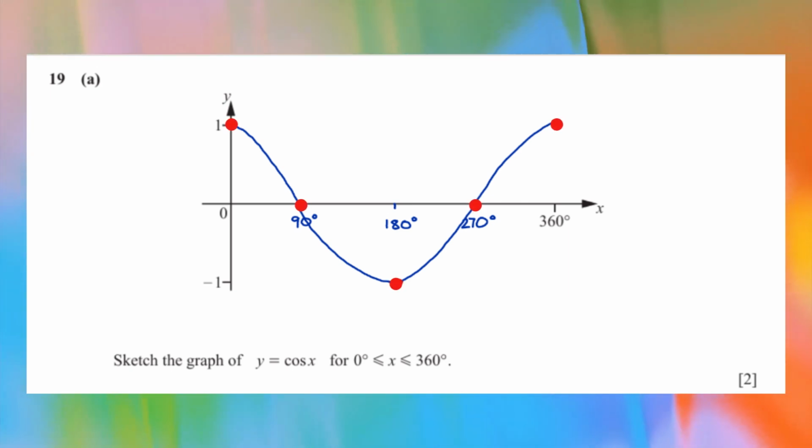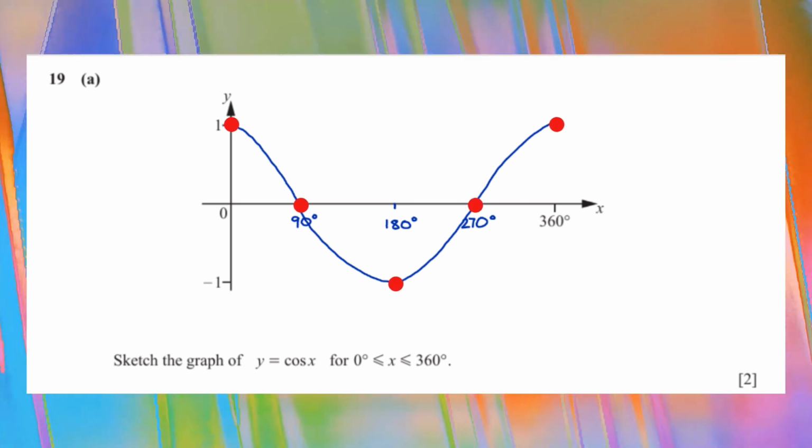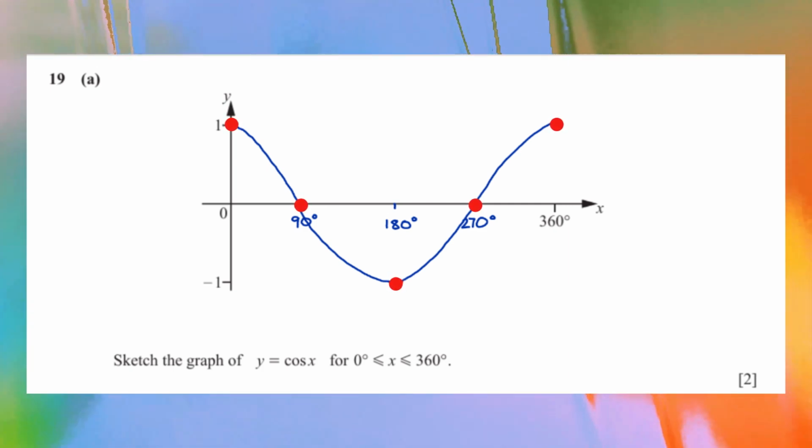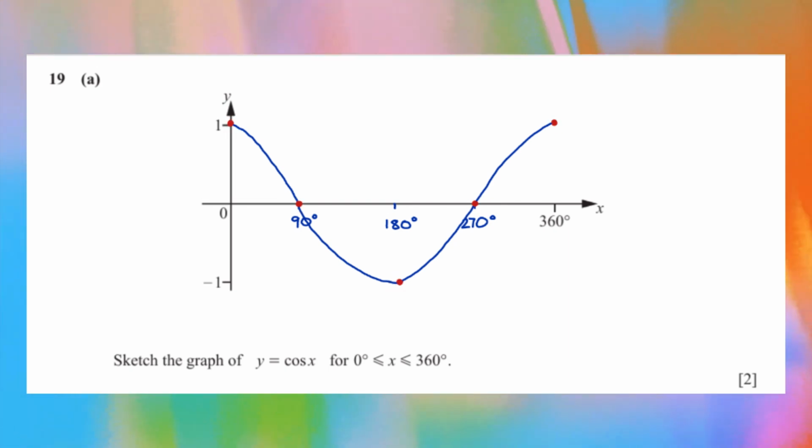Now we plot these points, which I have shown in red color here. After that, we just sketch the graph of y equals the cosine of x going through these plotted points. Therefore, the graph I'm showing you here is the answer.